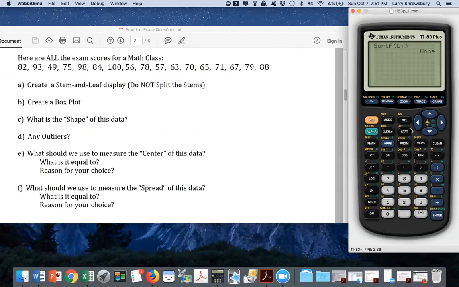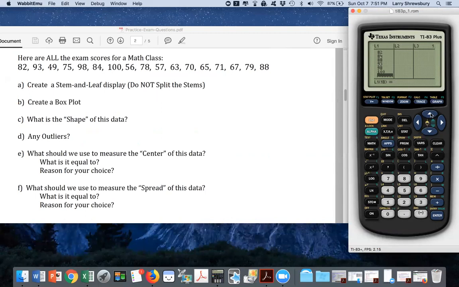So now when I press Stat and 1 for edit, it's all sorted. I know that my stems start with 4, and if I scroll to the end, I know that they end with 10 for the 100. So I can put all my stems in, and it says don't split them.